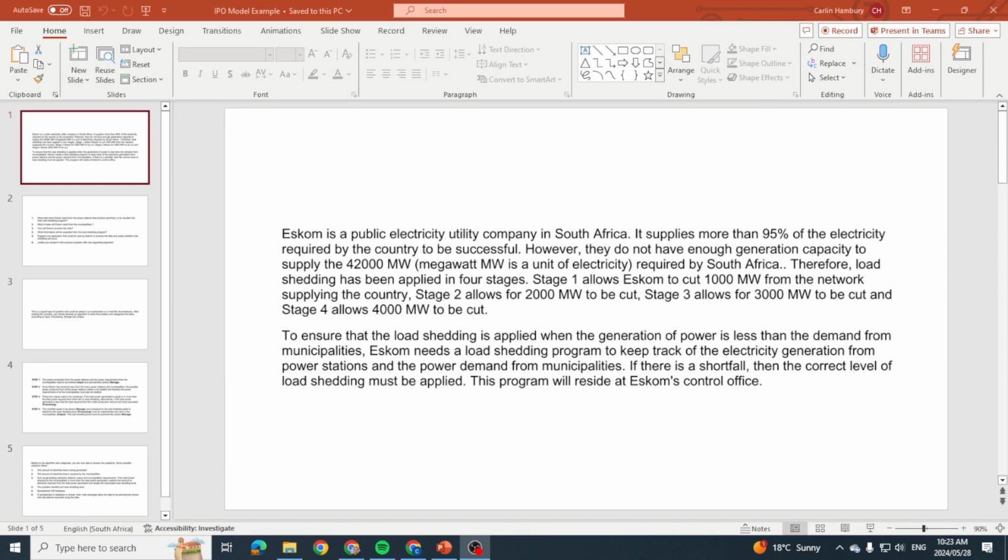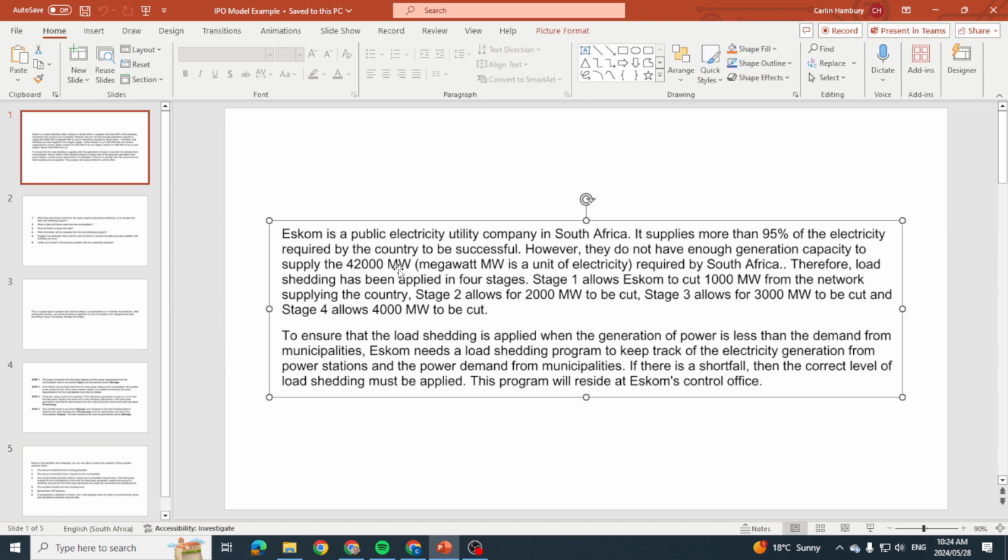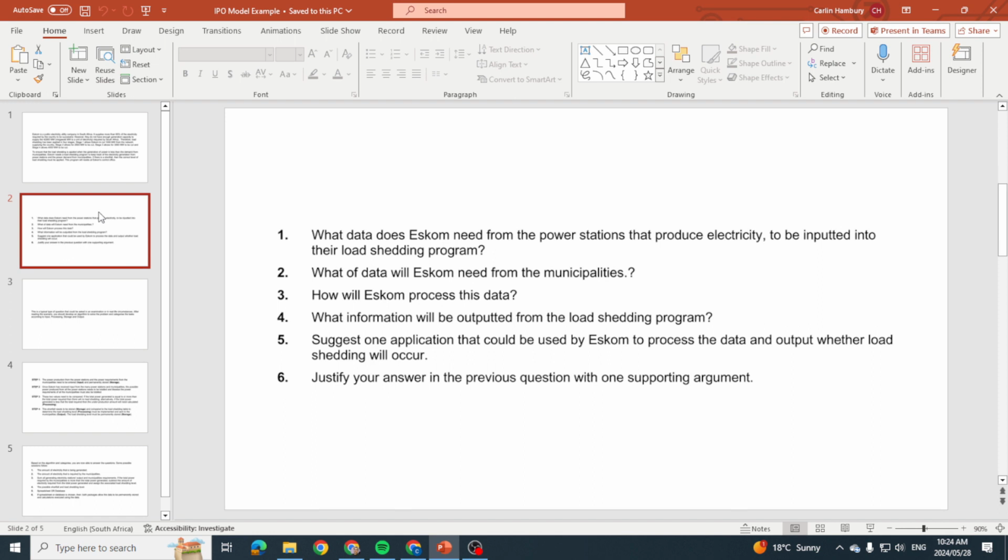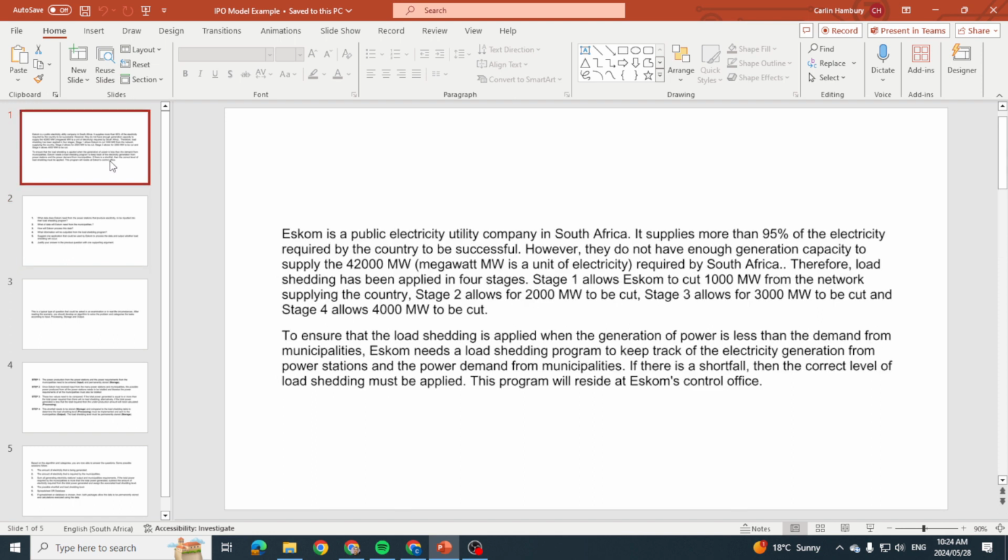Today I'm going to be talking about the IPO model, or the model of questions where they give you a scenario and ask you to detail the IPO. In other words, remember our information processing cycle from grade 10: input, processing, storage, output. So they can give you a scenario like I've got here and then ask you some questions based on that. Here we had a scenario, just as an example, of Eskom, since it's very relevant.